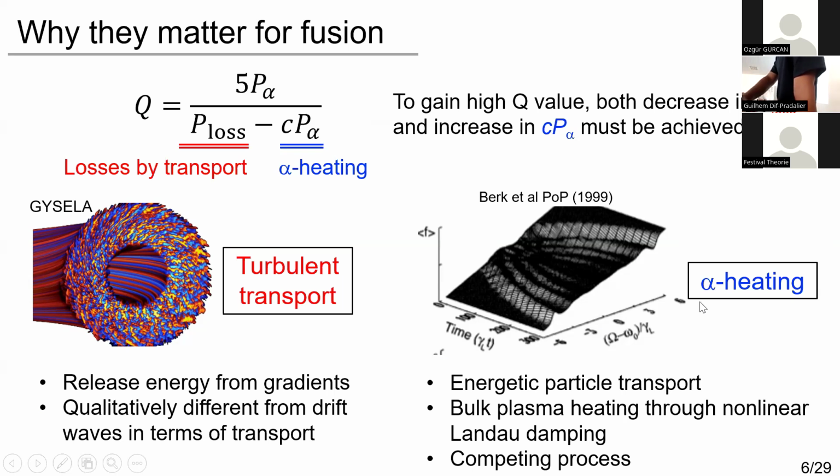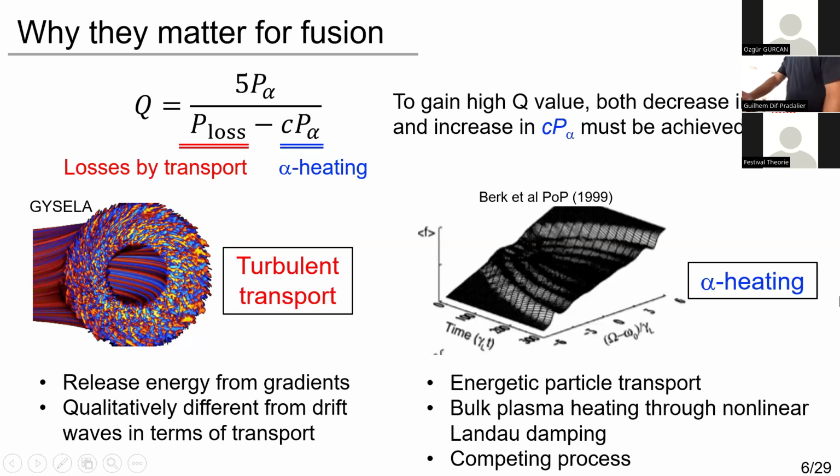On the other hand, if you focus on the alpha heating, the phase space turbulence or phase space perturbation can affect both the energetic particle transport and also the bulk plasma heating through nonlinear damping via waves, which are driven by the energetic particles. So competing processes between these two is very important to estimate the plasma parameters. So understanding of the phase space dynamics is very important to predict those two processes.